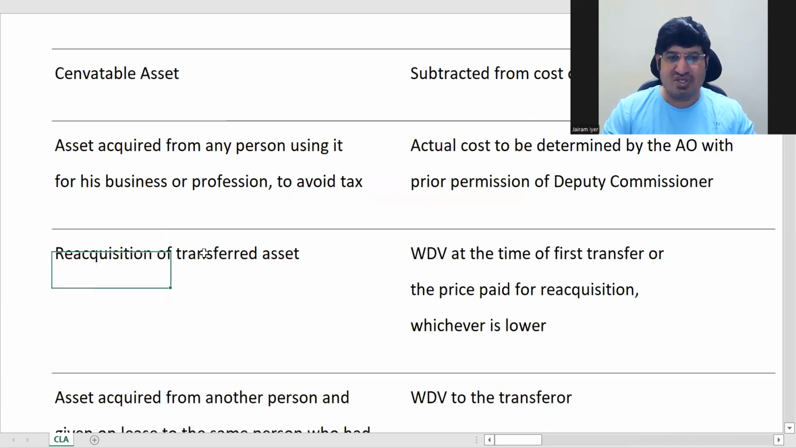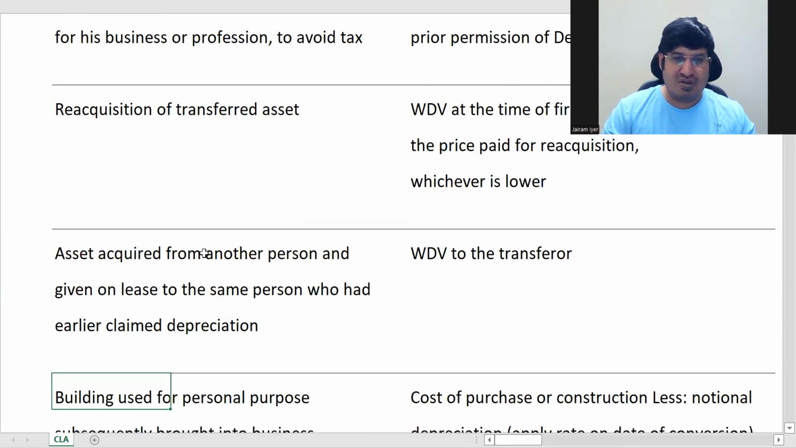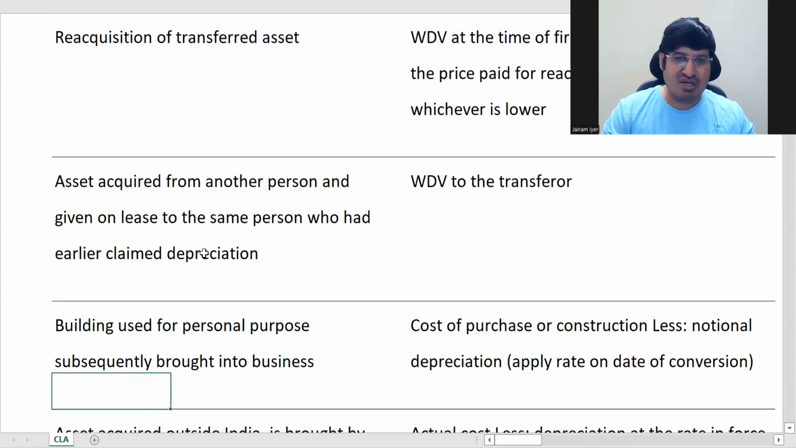Fine, that is reacquisition and asset acquired and given on lease to the same person. Okay, WDV to the transferor. The transferor is the first person here, because the second person did not sell, he has leased it, right? So there is only one transfer here, by the first person who transferred it. Correct?